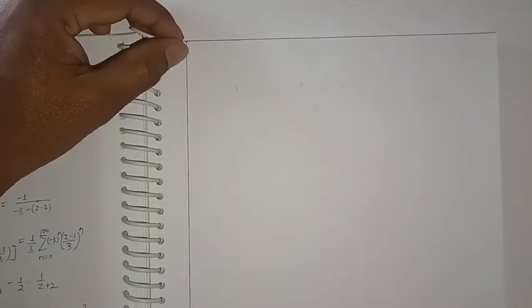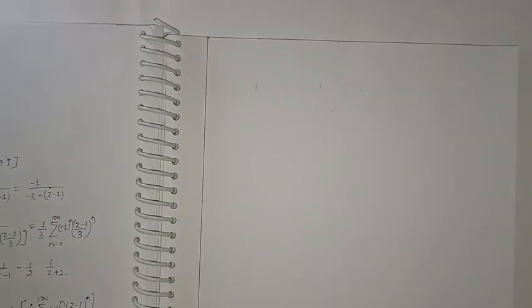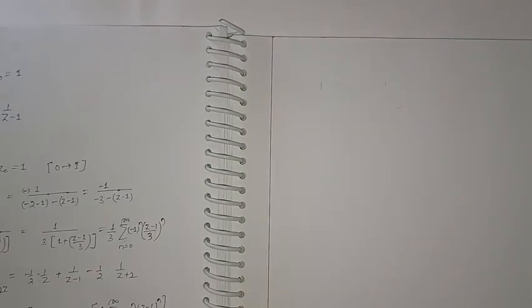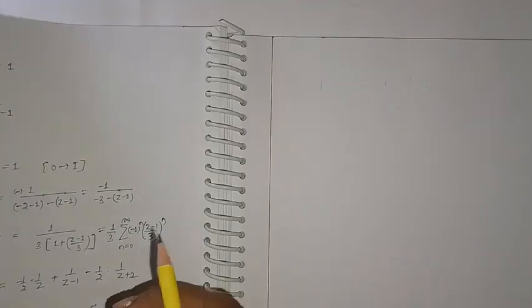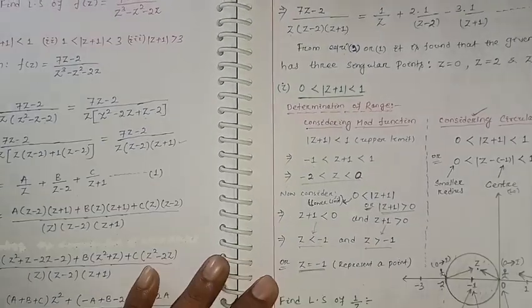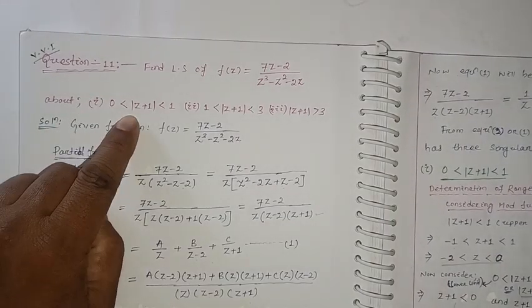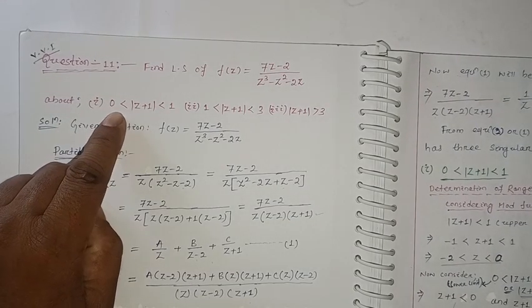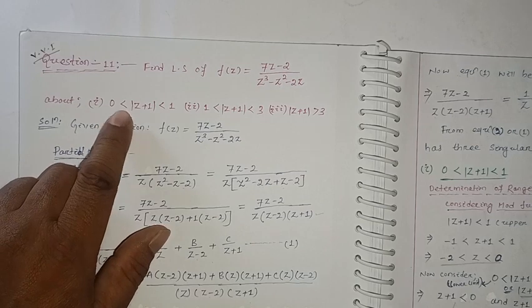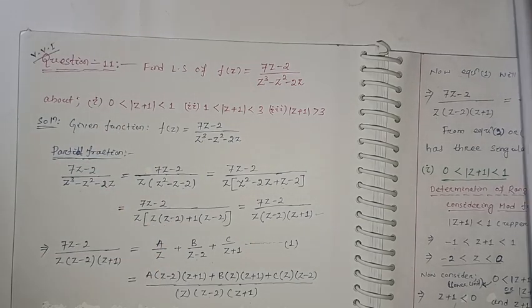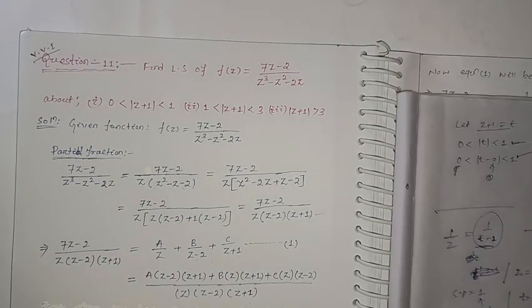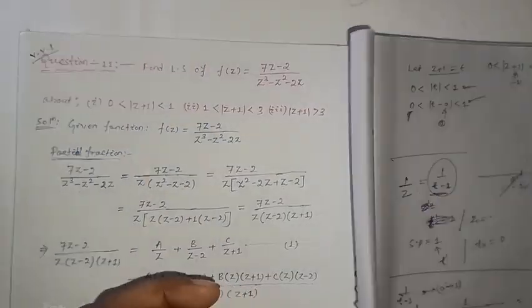Here the first question is, yes, before we discuss the basic questions, I forgot one thing that we had discussed, which I am going to show you now. Suppose we consider this question number 11. The range has been given, 0 less than mod of z plus 1 less than 1. So how are we going to do this numerical?